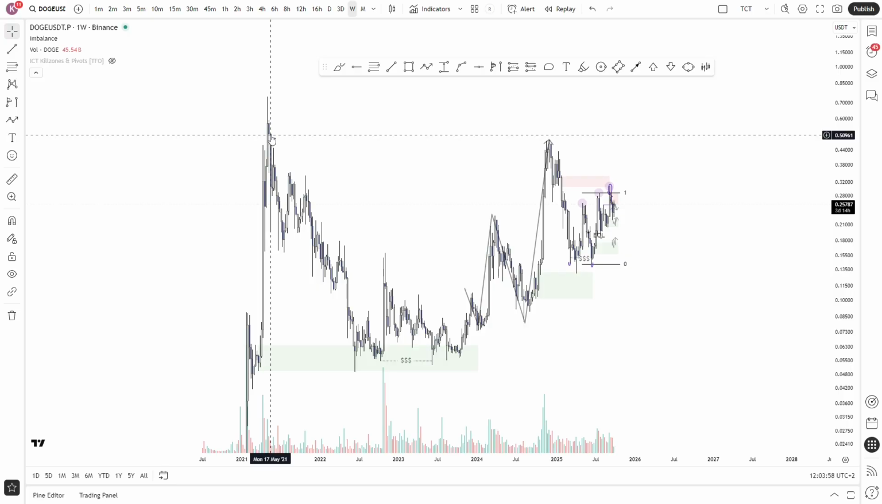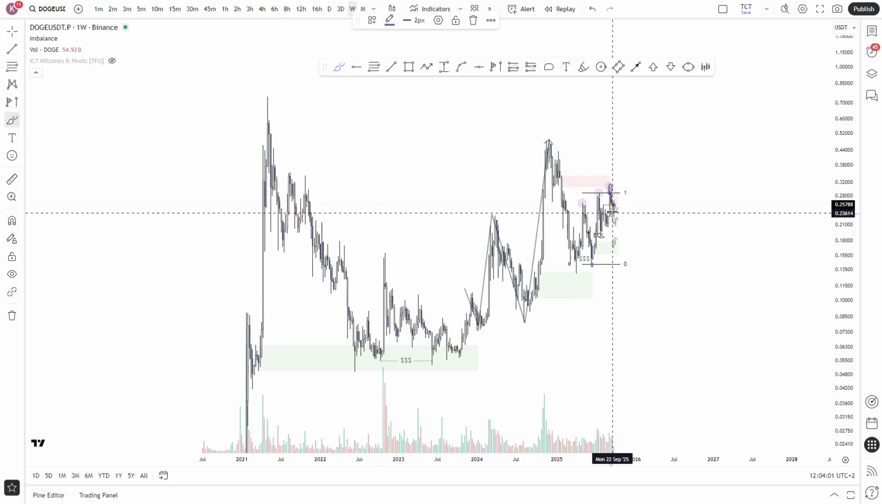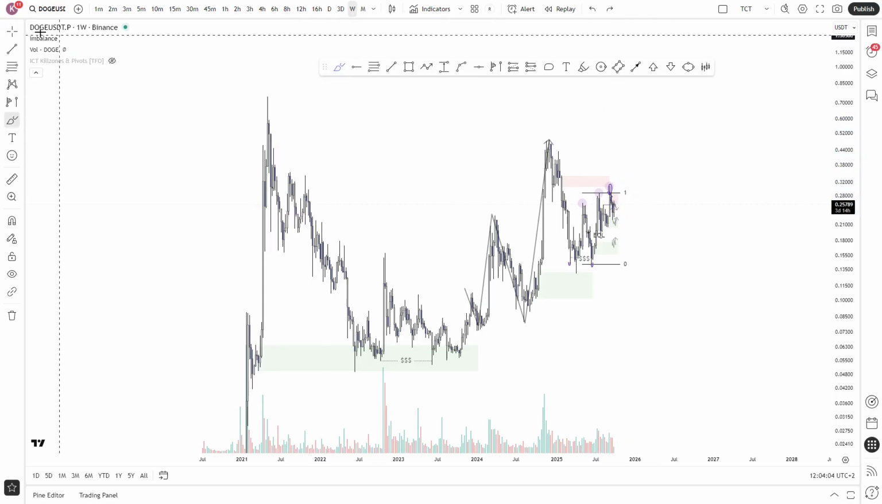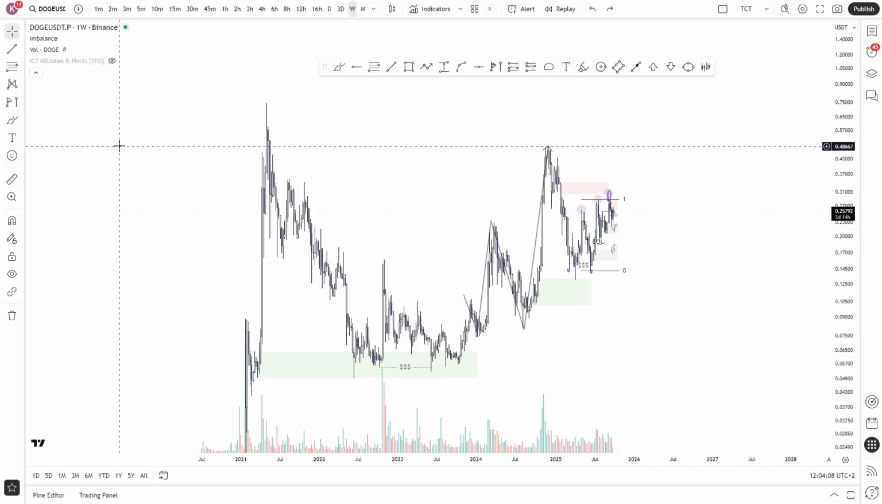At the end of the video, I also want to sketch in some price discovery targets, because if we do manage to squeeze up here, then I think it's important to know where we should take profit if you have taken any positions in Dogecoin. So let's start by drawing in our technical analysis.